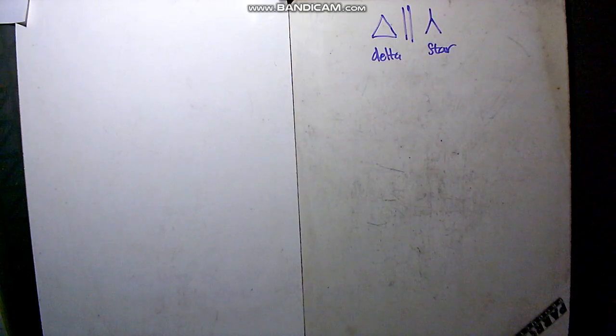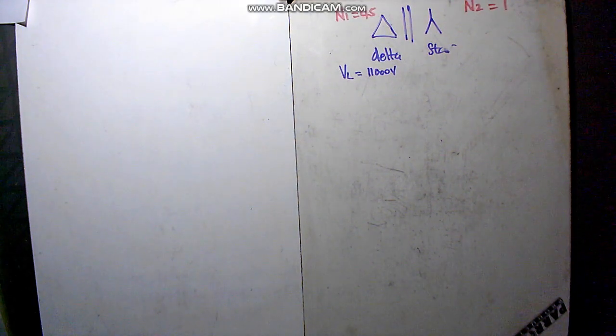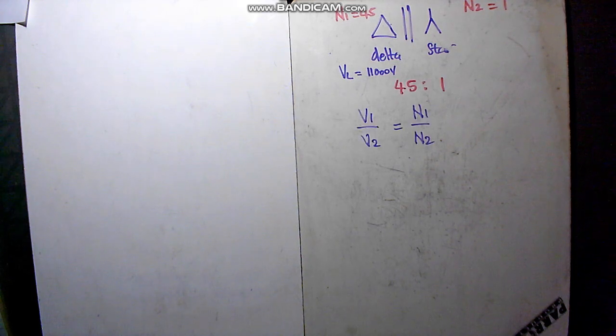We always start with the diagram. We have a line voltage of 11,000 volts on the primary, left hand side, incoming side, and we have a transformer ratio of 45 on the primary to 1 on the secondary. So our voltage is directly proportional to the number of windings. So the formula is V1 over V2 equals N1 over N2.